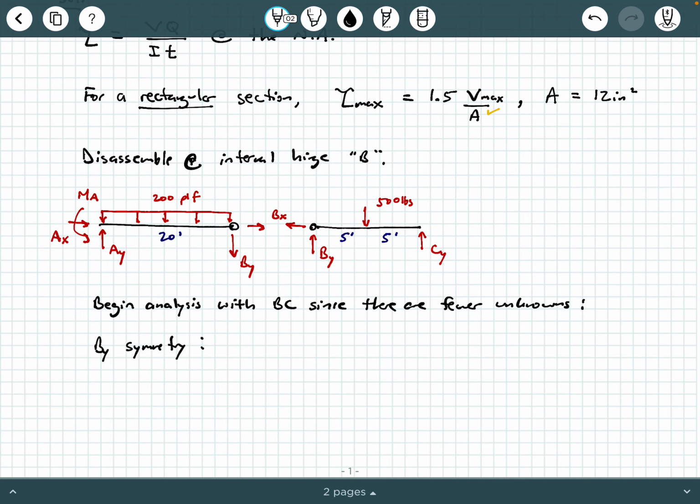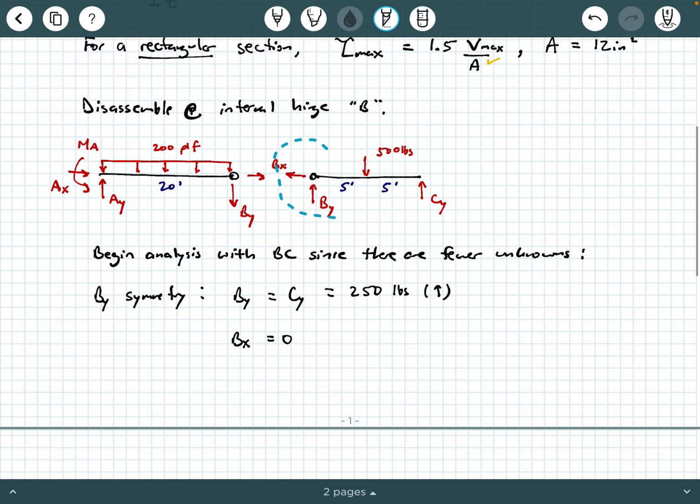And then I'm going to say by symmetry, clearly BY equals CY equals 250 pounds reacting upwards, okay? And then also BX is going to be equal to 0 because, again, just looking at this free body, you have nothing applied in the X direction, all right? And so now I'm going to move over to the left free body diagram.